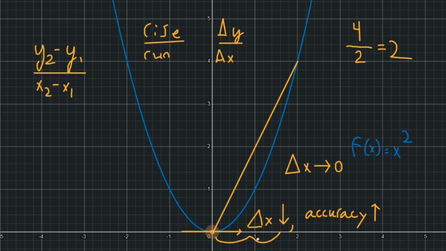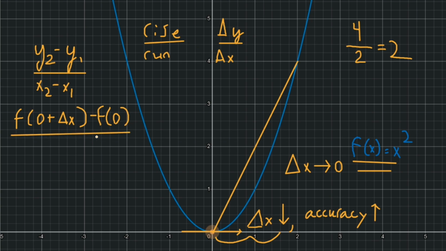But let's go ahead and generalize it. So we'll take the function of 0 plus the change in x. And then we'll throw this into our function here, which is f of x is equal to x squared. But for now, let's just think about y1. So now we have y1. Well, if we're starting at 0, then y1 would just be f of 0. Okay, that's pretty simple.